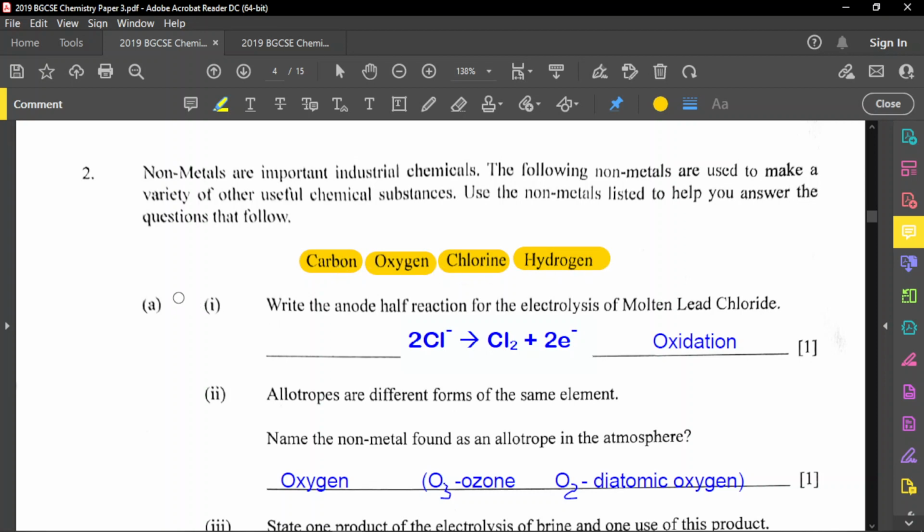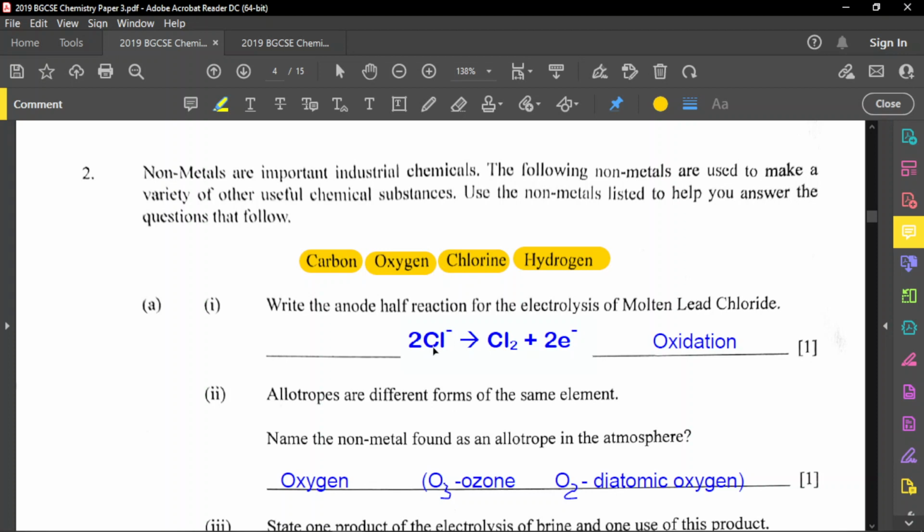And so for part A, option 1, write the anode half equation for the electrolysis of molten lead chloride. At the anode, which is the positive electrode, the negative ion, which is chloride, will be discharged there. Based on this reaction, you're going to have 2Cl⁻. Cl⁻ is the ion.